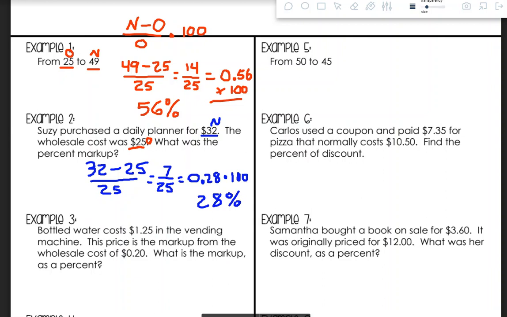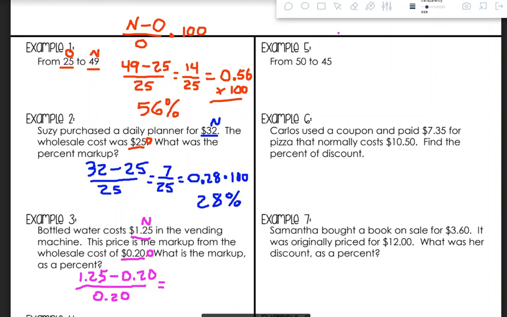Bottled water costs $1.25. The price is the markup from the wholesale cost of 20 cents. What is the markup as a percent? So the company makes their bottles of water for 20 cents and they sell them for $1.25. So the original price, or the old price, is 0.20. The new price is $1.25. So we got to do new minus old divided by old. So 1.25 minus 0.20 divided by 0.20. New minus old divided by old.